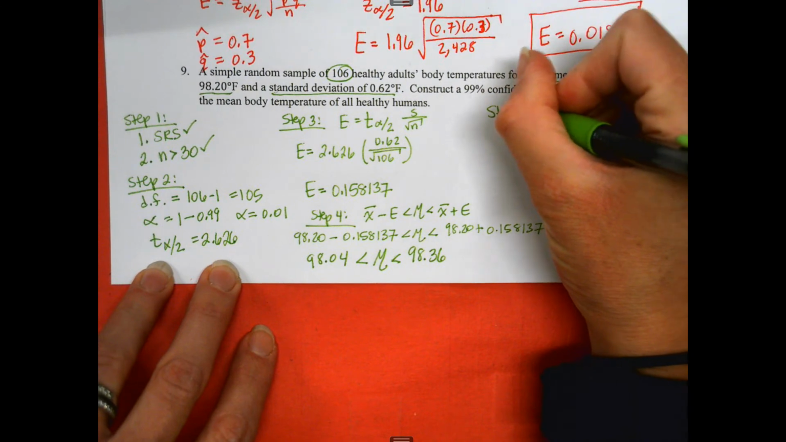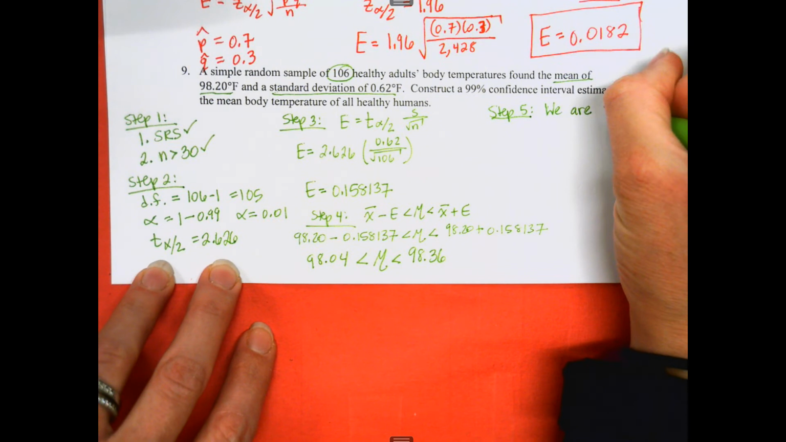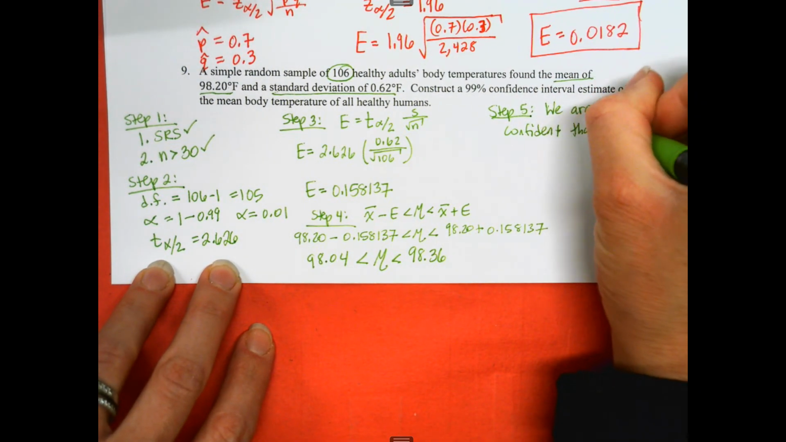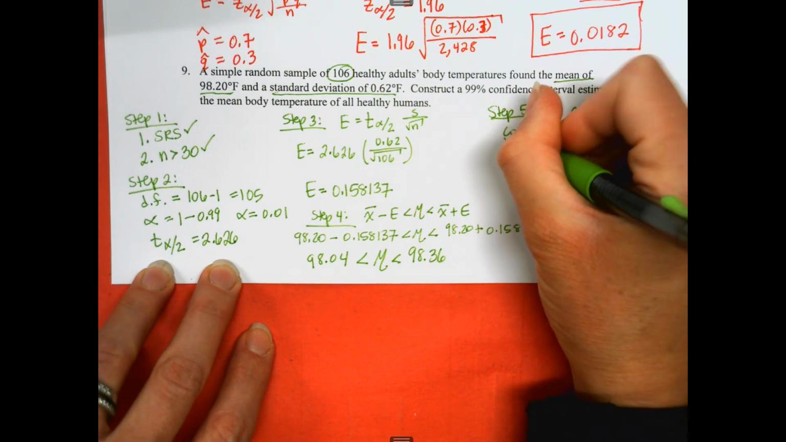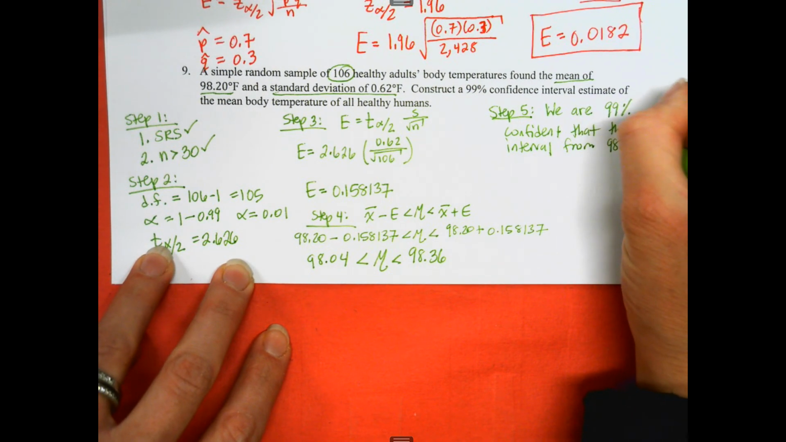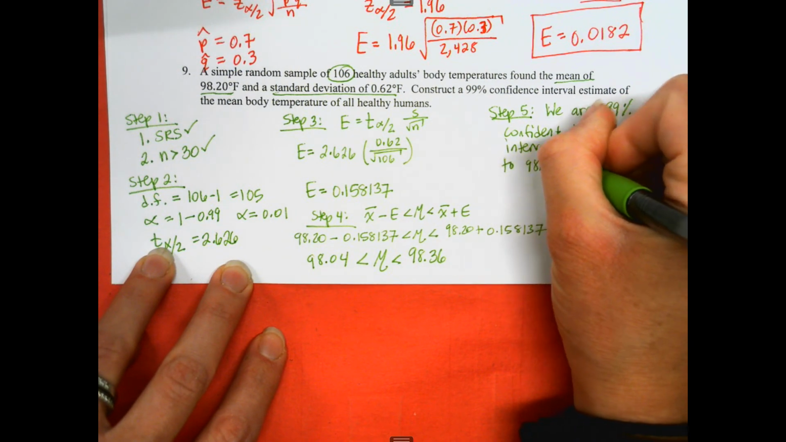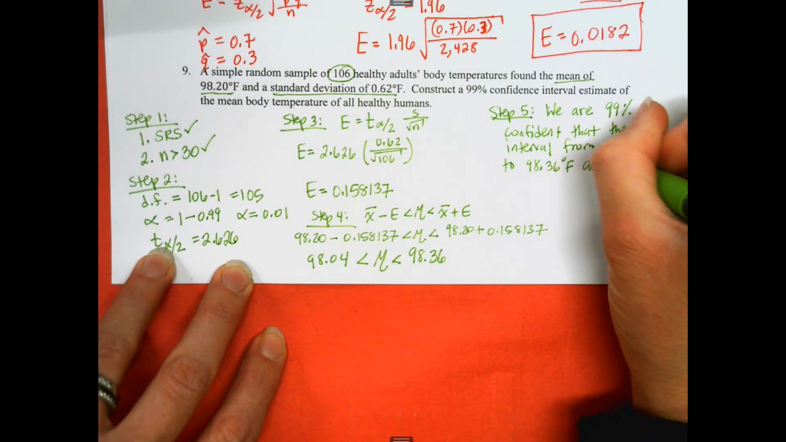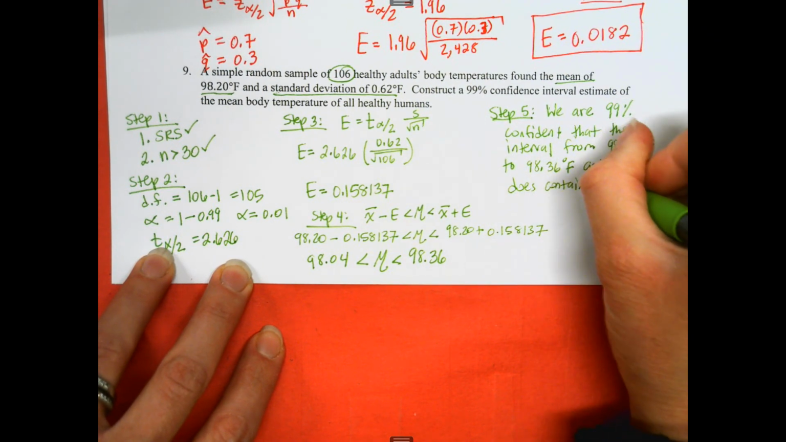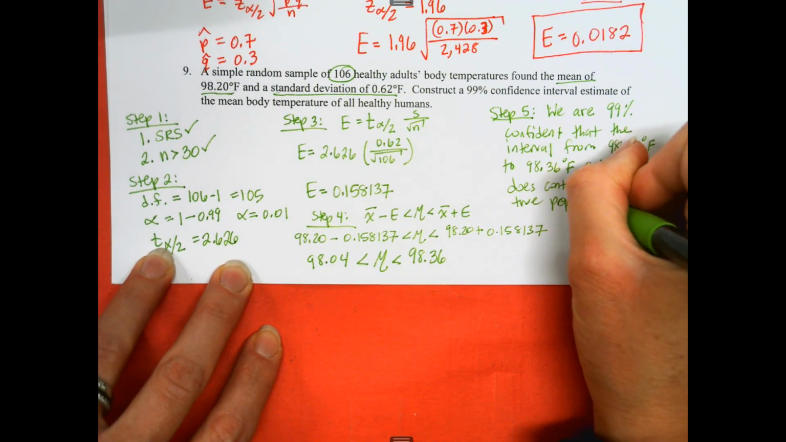So therefore, we can say that we are 99% confident that the interval from 98.04 degrees Fahrenheit to 98.36 degrees Fahrenheit actually does contain the true population mean.